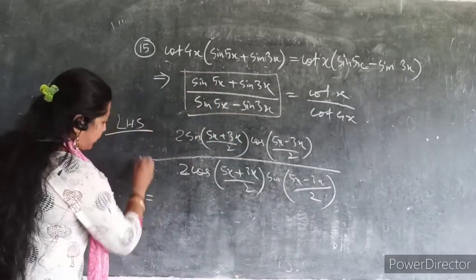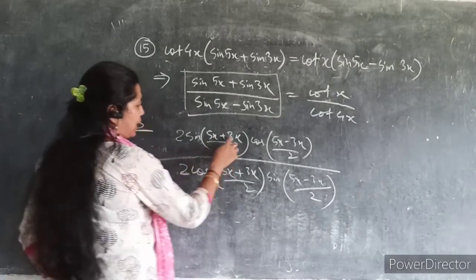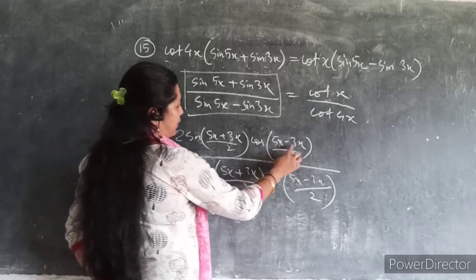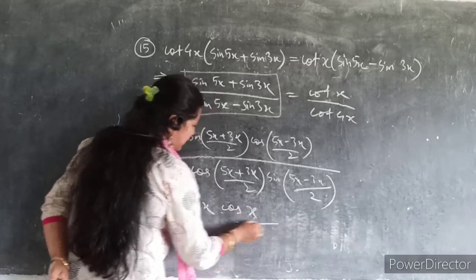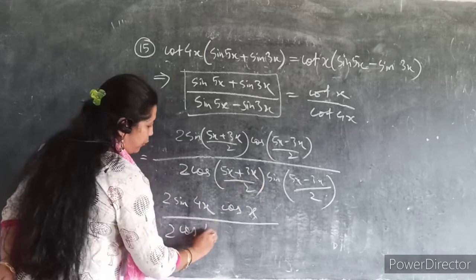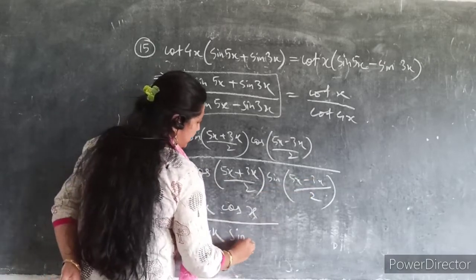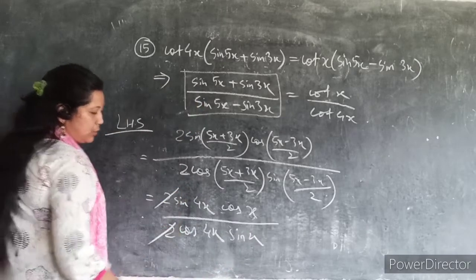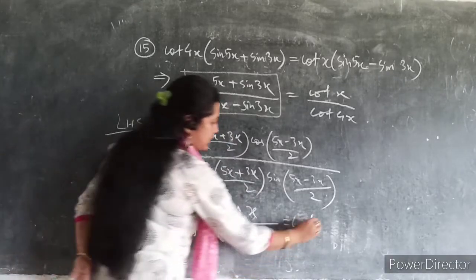Okay. So what we are getting is 2 sin in the numerator, 5 plus 3 is 8, 8 divided by 2 will be 4, into cos 5x minus 3x will be 2x, 2x divided by 2 will be simply x, upon again 2 cos will be 4x, and this will get us simply sin. So if you cancel this, sin by cos is what? Cot, right? Angle is 4x.